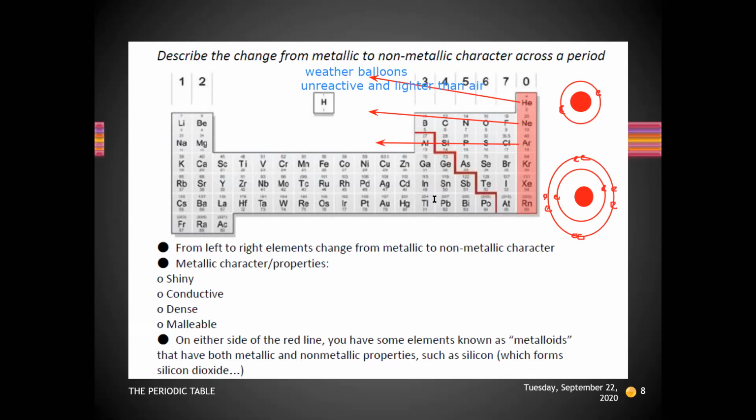But the question is, why is hydrogen not used in weather balloons? What is the reason for that? Hydrogen is also lighter than air, but why don't we use hydrogen? The reason is because hydrogen is reactive. Hydrogen can catch fire and is explosive. It's a very reactive element and can explode. So these are the reasons why we use helium in weather balloons.